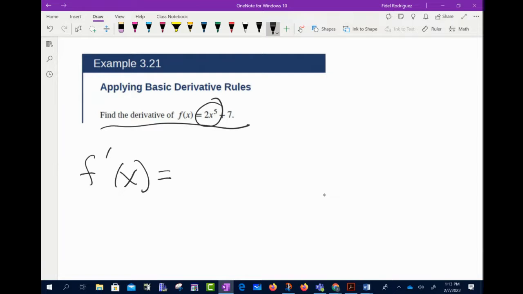What number is going to come down to the front? The 5, right? Now, what number did I already have there? The 2. What are we going to do with our power? Subtract 1. So that becomes a 4? Everybody agree so far? Okay. Second piece. What's going to be the derivative of 7? 0. Remember we said the derivative of any constant is always going to be 0. So if I have a 7, a minus 11, or a plus square root of 3, if it's a constant, the derivative is going to be 0.